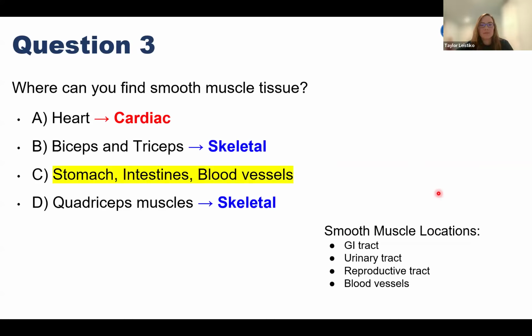So yeah, you're going to have smooth muscle in anything in the GI tract, which is stomach and intestines, and then also the urinary tract, reproductive tract, and in your blood vessels too. And then just for review, your cardiac muscle is in your heart. So that's kind of nice. It's easy to remember because cardiac means heart. And then biceps, triceps, and your quadriceps are all skeletal muscles.